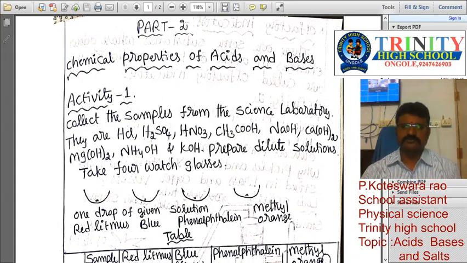So now what are we going to discuss? Now we are going to discuss the chemical properties of acids and bases. Last class we already discussed there are two types of properties. One is physical property, another one is chemical property. Now, chemical properties of acids and bases. For that, what are we going to discuss?